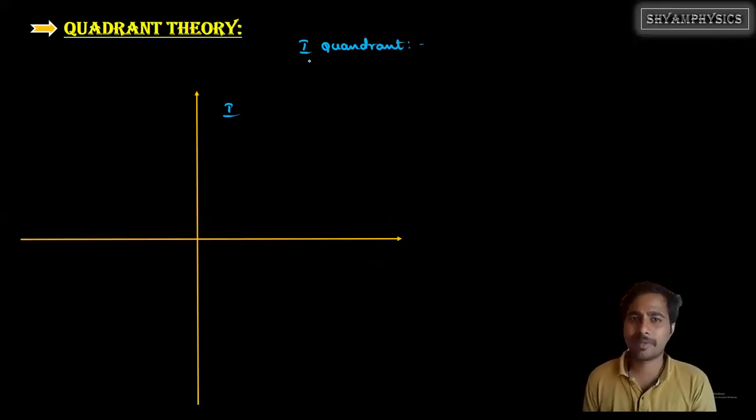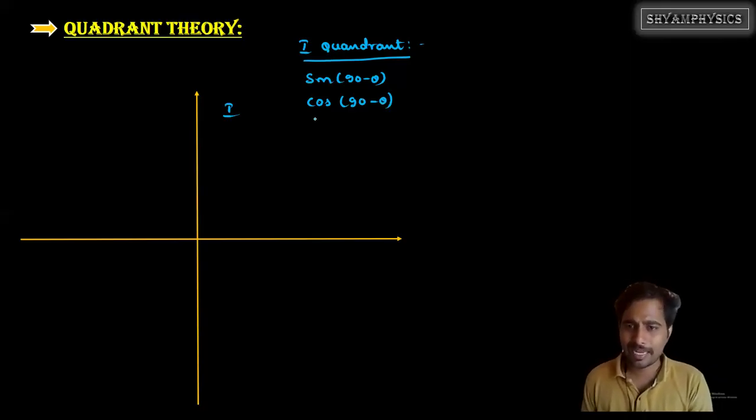Okay, first quadrant means how to write the values. Simple. Sine 90 minus theta. Next, cos. Not for everything, we'll write for only three. What is that? The main trigonometric functions, and it is applicable for everything. Okay, next one. Tan 90 minus theta.